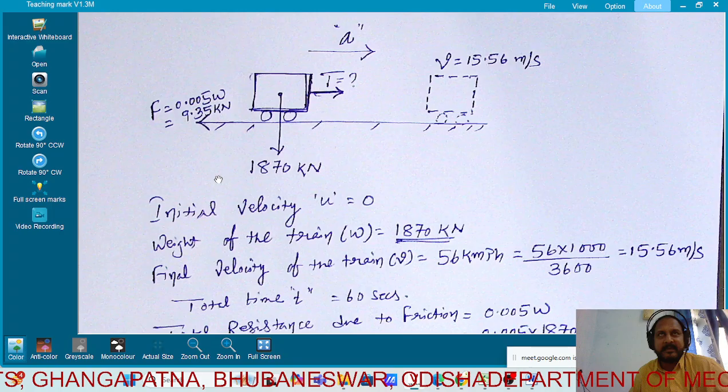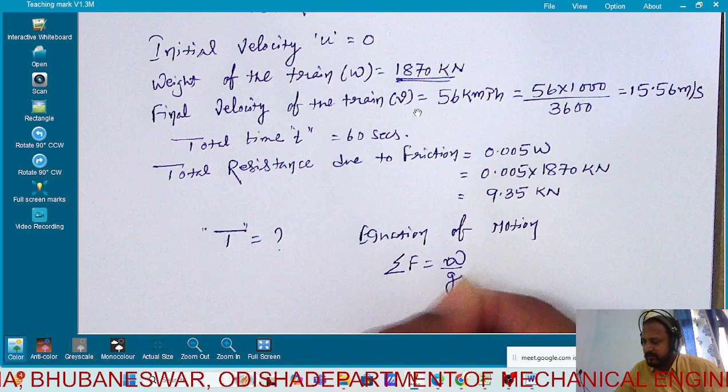Now, by seeing this diagram, in which direction is the body moving? Towards the right side. The frictional force is towards the left side. Now you know the equation of motion. Applying the equation of motion, summation of F is equal to W by g into a.